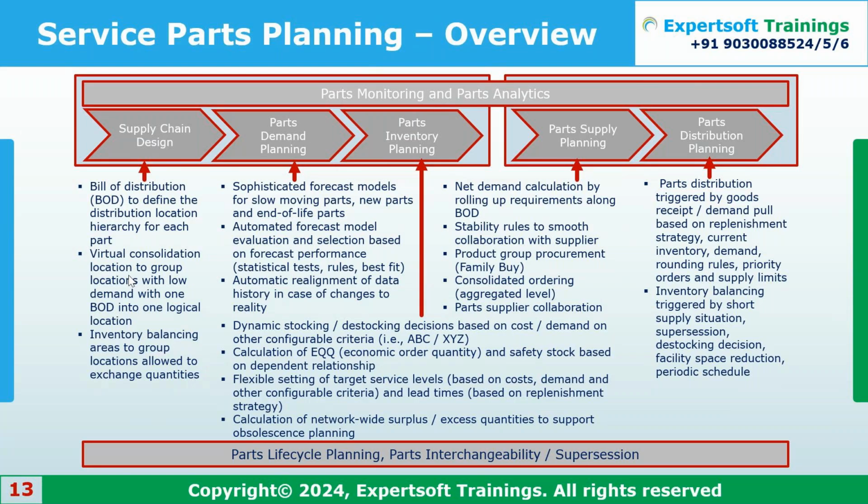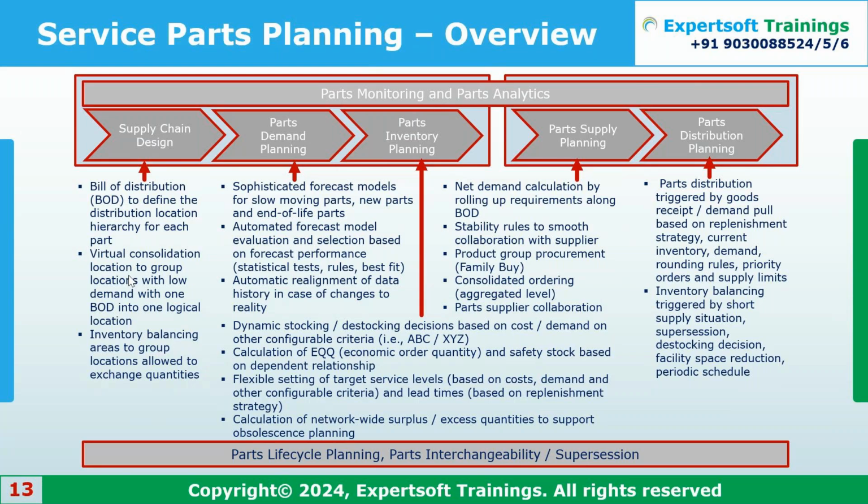Okay, next is parts inventory planning. Dynamic stocking and destocking decisions take place here. As I said, which locations should be stocked and which locations should be destocked. The stocking decision job we run every day, and destocking is done mostly based on the business requirements. Mostly it can be done in a month.